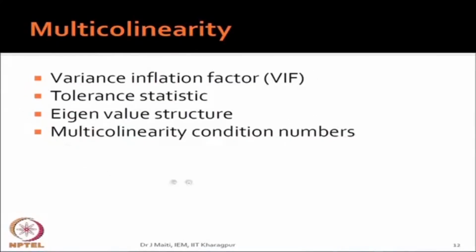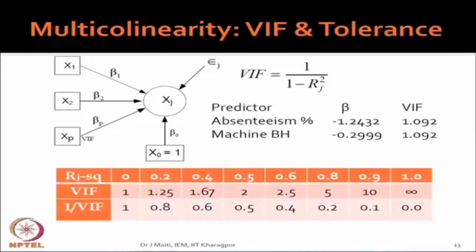So, multicollinearity has to be tested, and it can be tested through 4 different procedures, known as variance inflation factor, tolerance statistics, eigenvalue structure and multicollinearity condition number. Okay. So, we will first discuss the variance inflation factor. What is variance inflation factor?